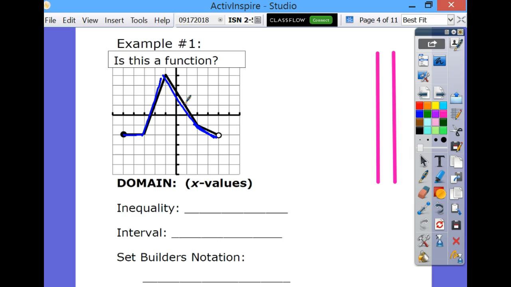Now, there's a lot more you can talk about when you talk about piecewise functions. You can find the equation for each one of those pieces. You can talk about which pieces are increasing, which pieces are decreasing. But all I need to tell you at this point is that this is a piecewise function because it has different pieces with different slopes and different characteristics.